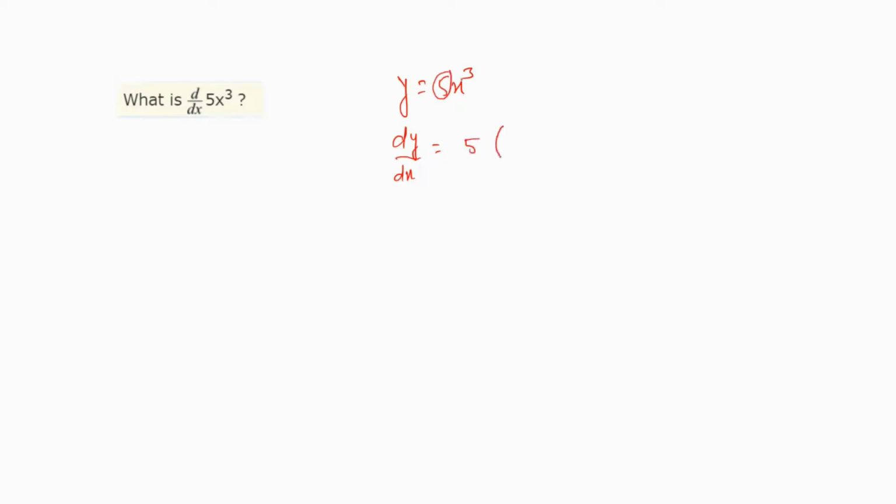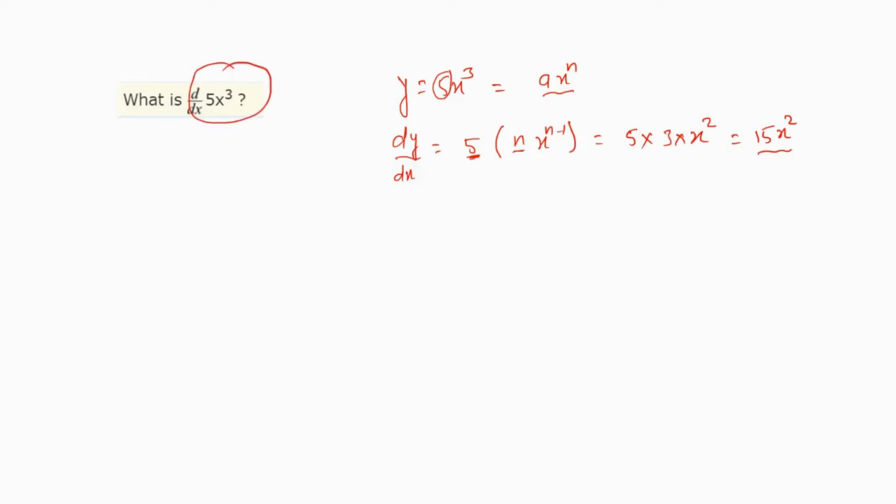And inside, this is in the form of x to the power n, right? And this takes the form like, whatever the constant value is there, we'll write as it is, and we'll just write n into x to the power n minus 1. And it will become 5 into n. N is nothing but 3 into x to the power 3 minus 1, which is 2. So 15x square. This is nothing but my differentiation.